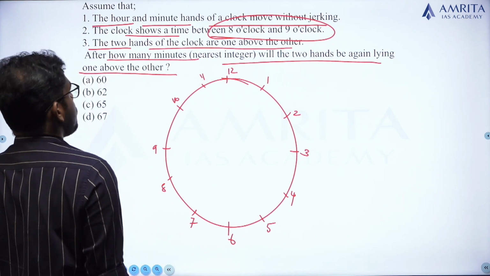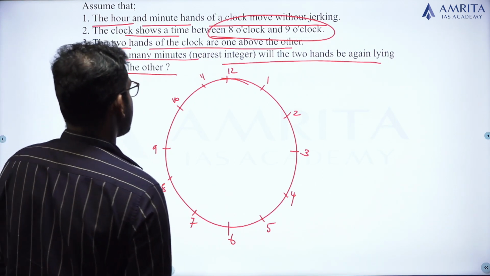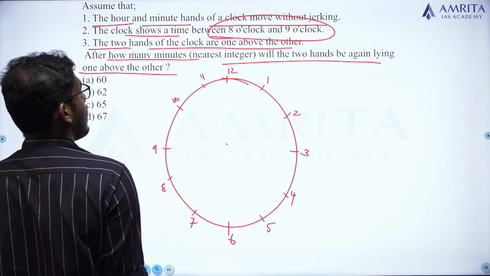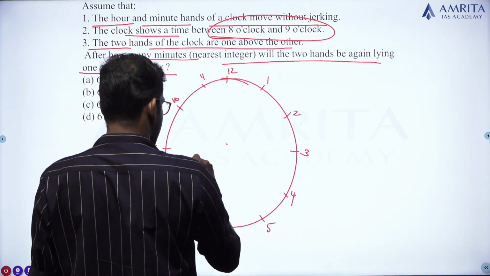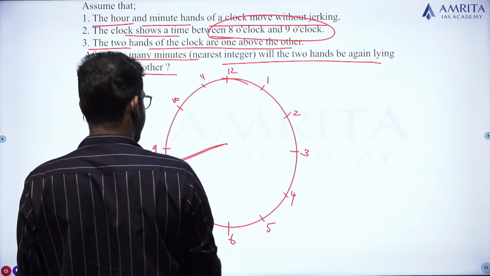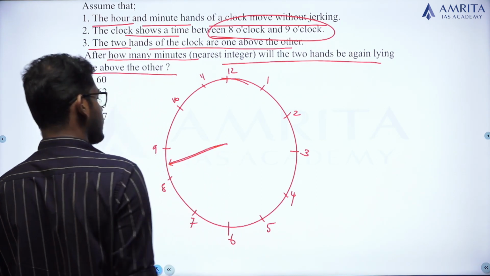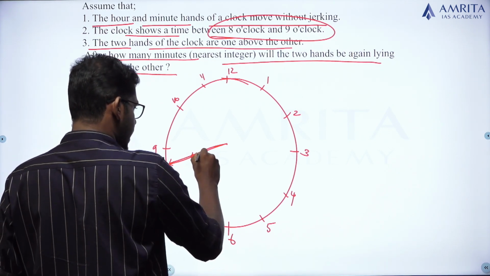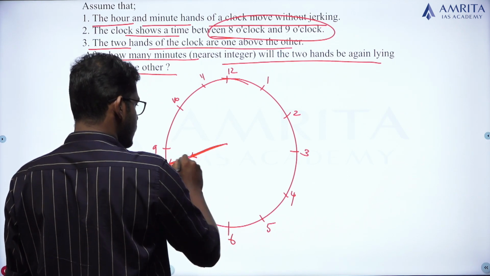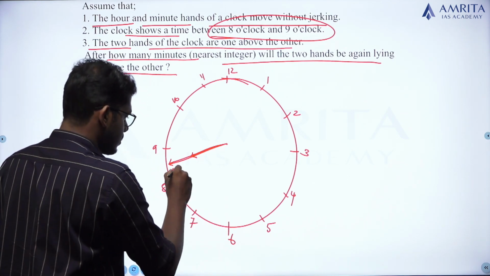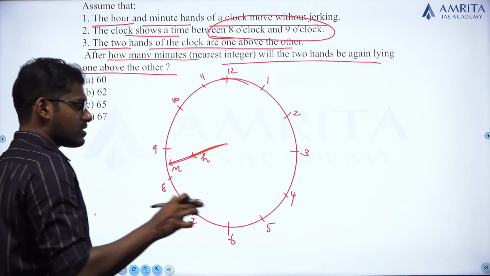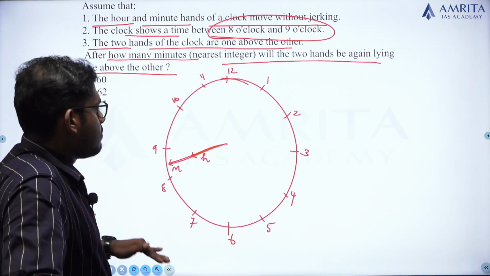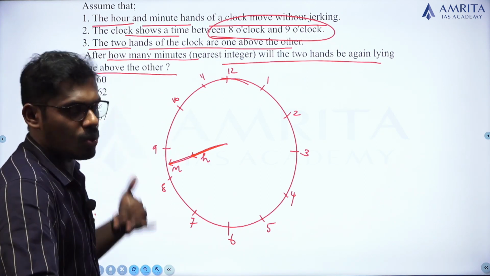Okay. So currently the clock shows a time between 8 and 9, and the hour hand and minute hand lie one above the other. So let this be the minute hand and this be the hour hand. Clear? Okay, this is the minute hand and this is the hour hand. The smallest one is the hour hand, the largest one is the minute hand. So at this time, the minute hand and hour hand lie one above the other.